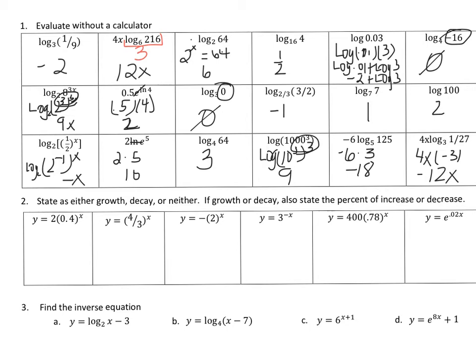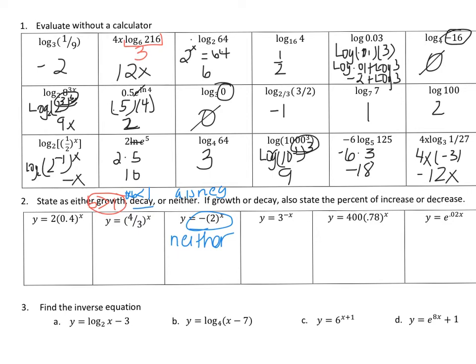The next is growth, decay, or neither, and if it's growth or decay, state the percent of increase or decrease. So if B is greater than 1, it's growth. If B is less than 1, or between 0 and 1, it's decay, and neither if A is negative. So if I go through these, this here is neither, because there's a negative in front. The other ones are all either growth or decay.